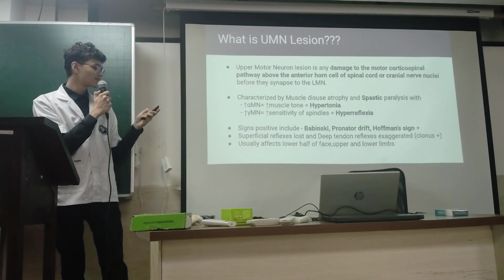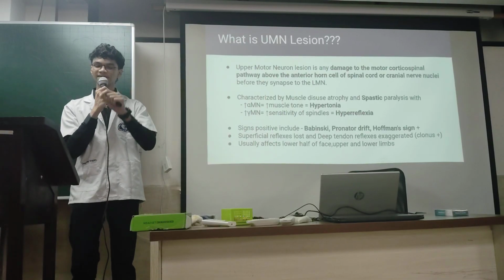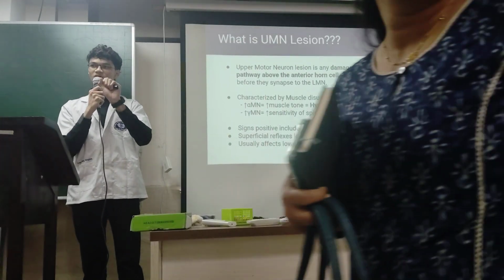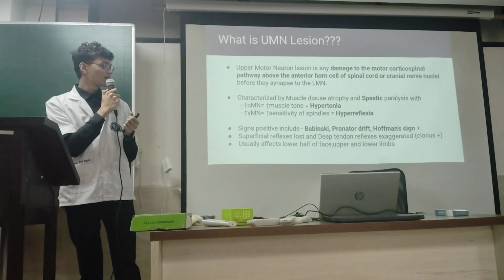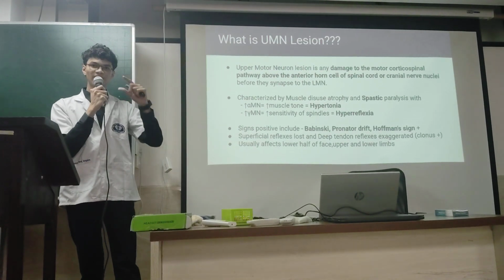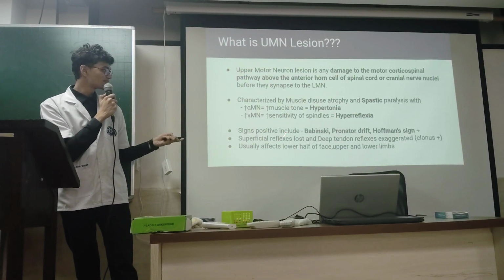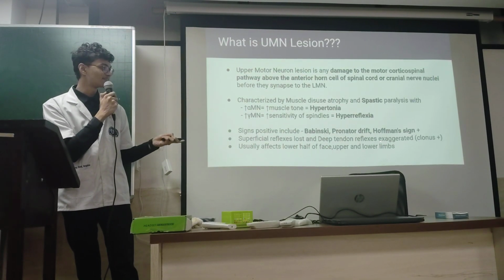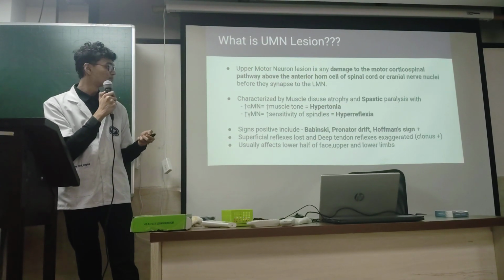Now the characteristics are Babinski sign, pronator drift, and Hoffman sign. The Babinski sign, the great toe is dorsiflexed and the rest of the toes are fanned out. In the pronator drift, the hand goes down and is pronated, and in Hoffman sign, the fingers are affected. The superficial reflexes are lost, but the deep reflexes are exaggerated, with clonus present. This usually affects the lower half of the face and upper and lower limbs.